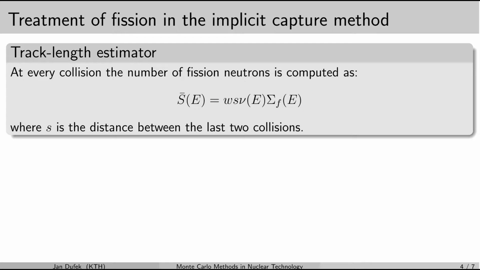It's a product of four factors. The first one is the statistical weight of the neutron. The second number here, S, is the distance between the last two collisions. The next number is the nu number, the number of fission neutrons in real fission. And the last number is the macroscopic cross-section for fission.